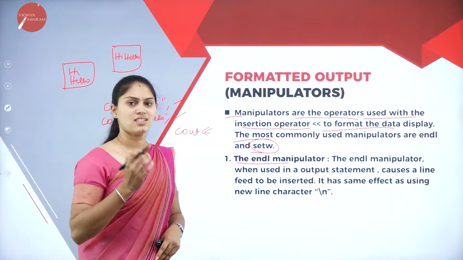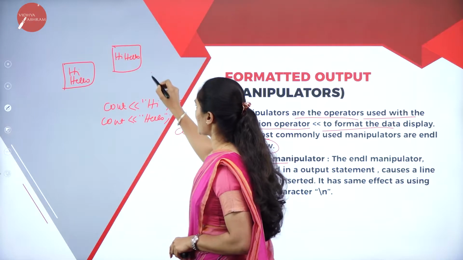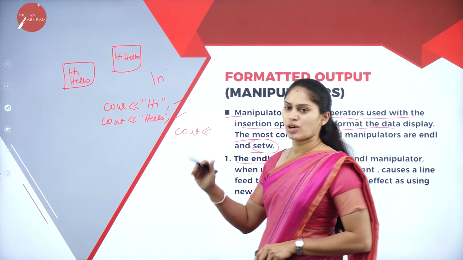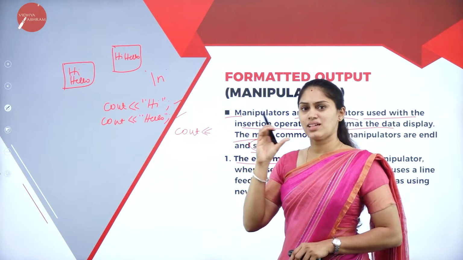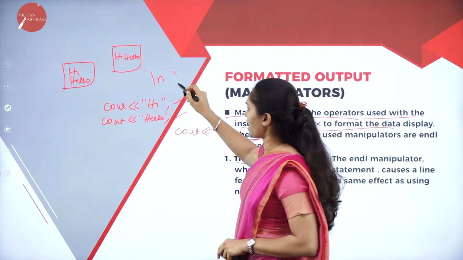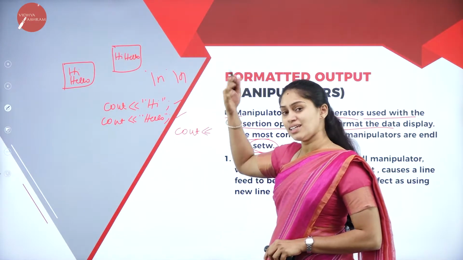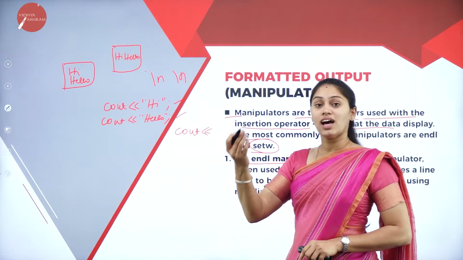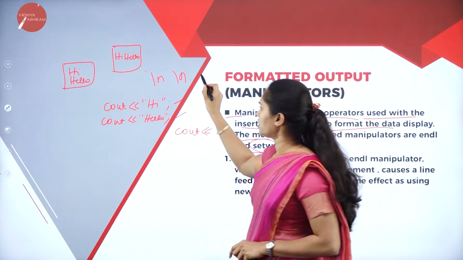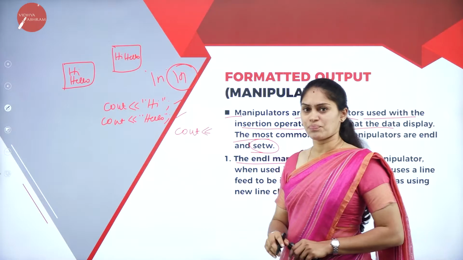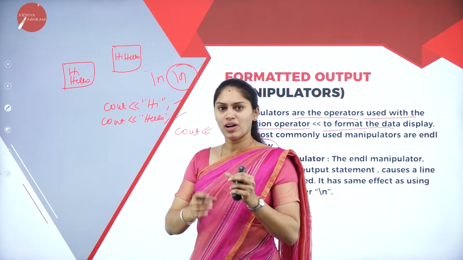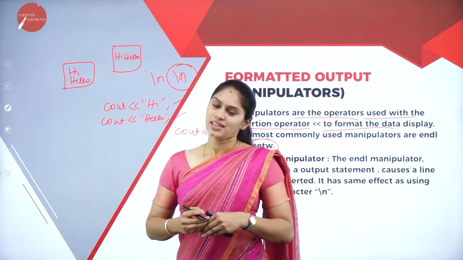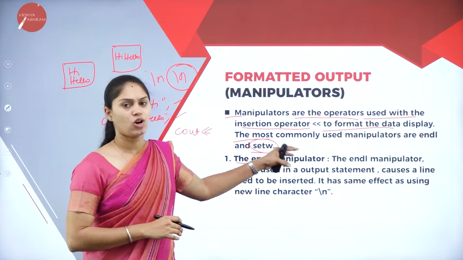It serves the same purpose as \n. This is one of the escape sequences that specifies that whatever we write in the next output statement after this \n will be displayed on the next line of the output screen. For that purpose, we use this \n. In the same way, if you want a statement to be displayed on the line after the previous line, then we use the endl operator.